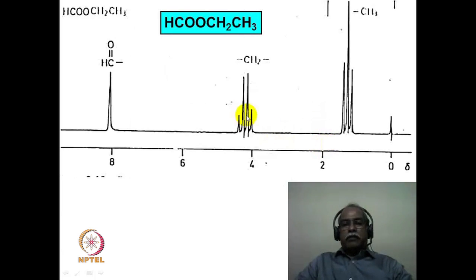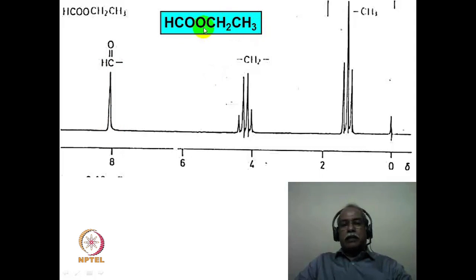This is a spectrum of ethyl formate. The formyl group hydrogen essentially comes at a higher delta value of about 8.1 ppm in this particular case. This is because of the anisotropic effect of the carbonyl functional group, which pushes the chemical shift value all the way up to 8 ppm in this particular case. Otherwise, the spectrum is fairly simple.